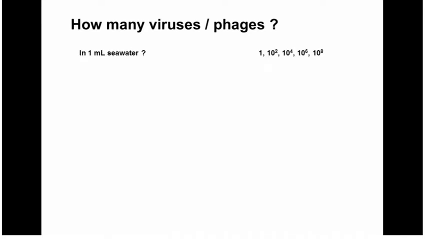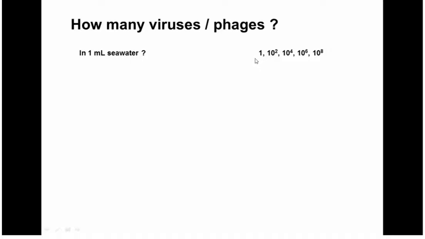Bacteriophages are viruses infecting bacteria. And as I hope you realize, there are tons of bacteria all over the planet. Because there are a lot of bacteria, there are going to be a lot of bacteriophages. So how many bacteriophages are there on planet Earth? This is going to be the question. Let's start with 1 ml of seawater.